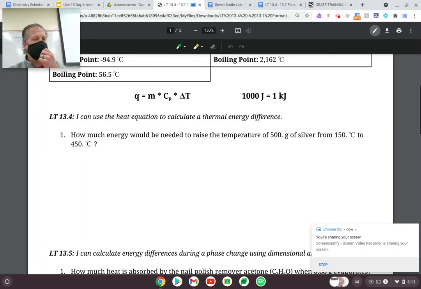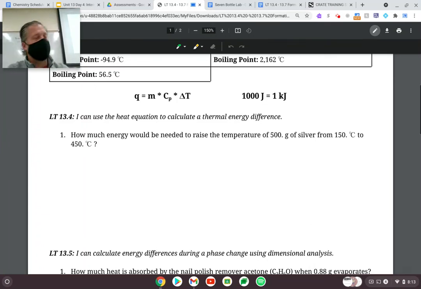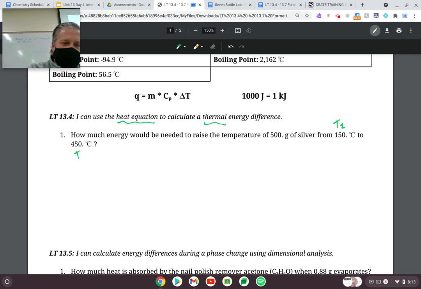The first question that you had was from Learning Target 13.4. It says, I can use the heat equation to calculate a difference in thermal energy. Two things come to mind here: I see an initial temperature and a final temperature, and it's just calculating a thermal difference in energy. So the heat equation is this one right there.